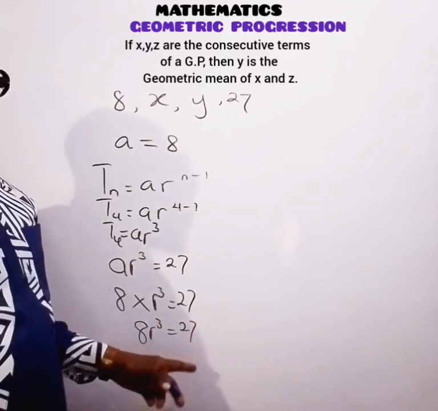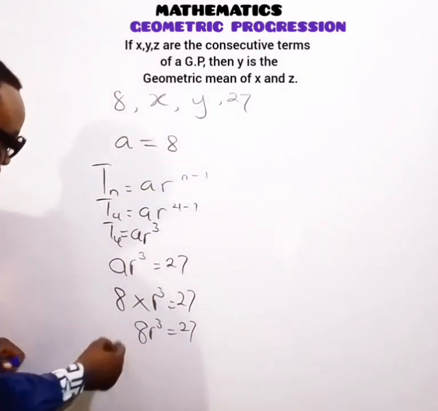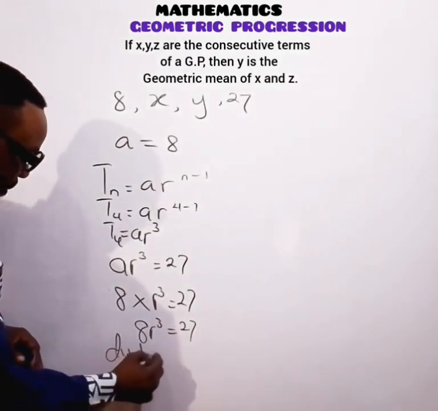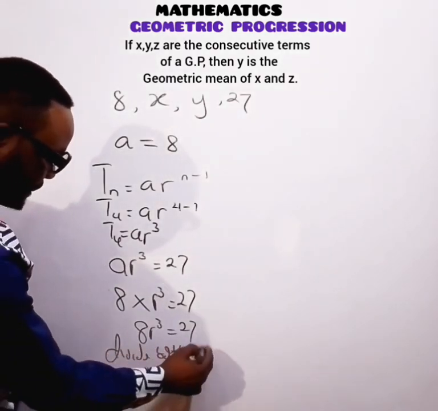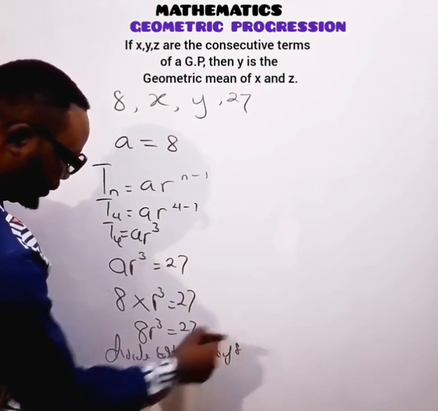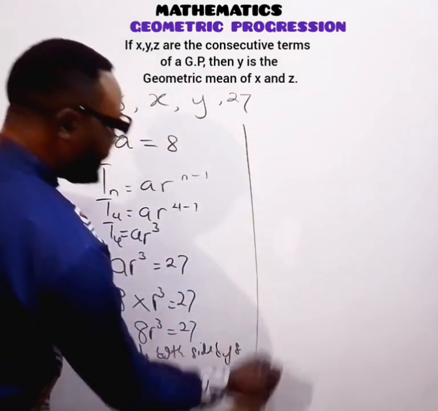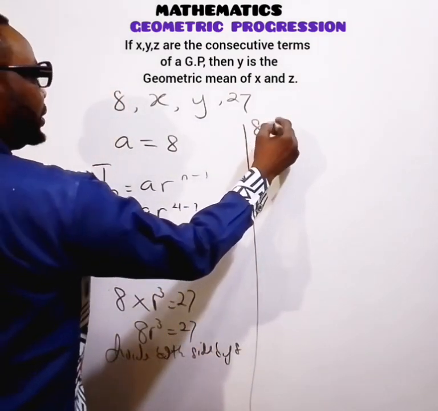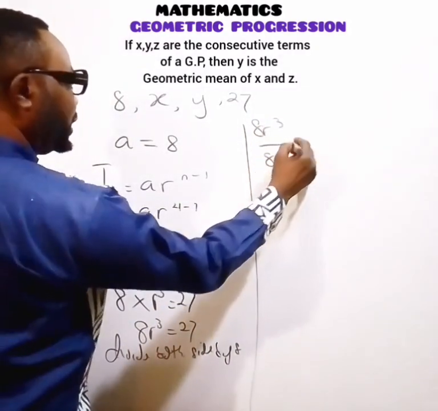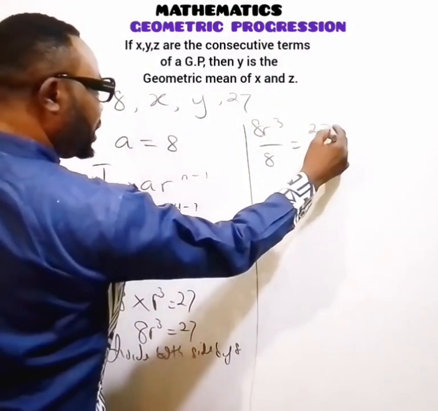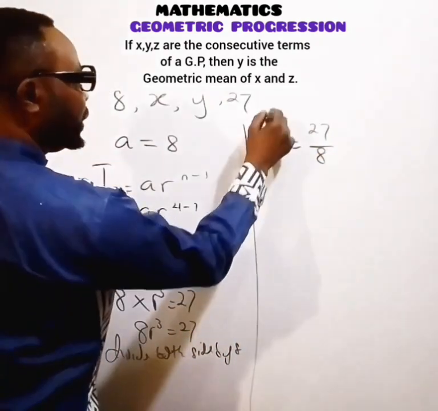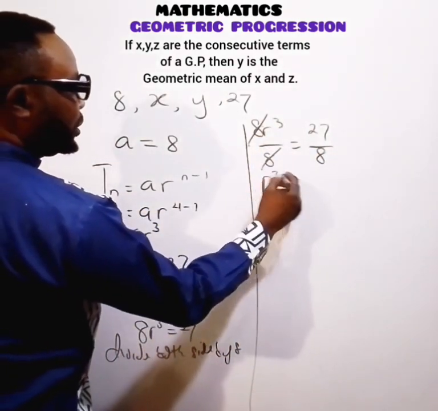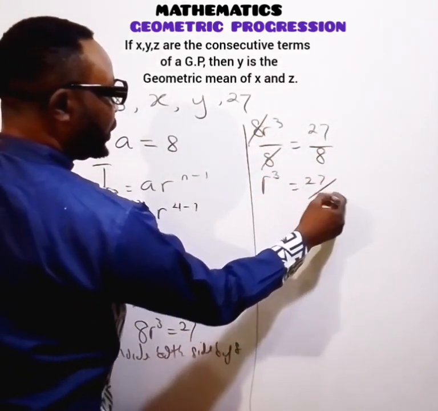What you do here is to divide both sides by 8. We have 8r raised to the power of 3 over 8 is equal to 27 over 8. 8 cancels 8 here, we have r raised to the power of 3 is equal to 27 over 8.